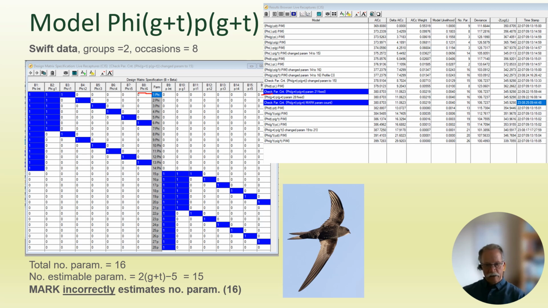And you see that if we use that standard equation that I just gave you, that also gives you an estimate of 15 parameters, but Mark actually estimates 16, okay? So in this case, it overestimates the number of parameters. So you'll have to adjust that number of parameters down by 1 to get the correct AIC value for the model.